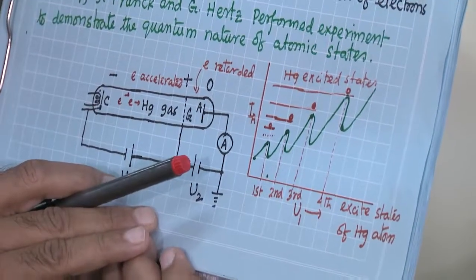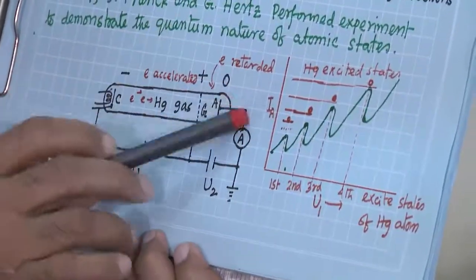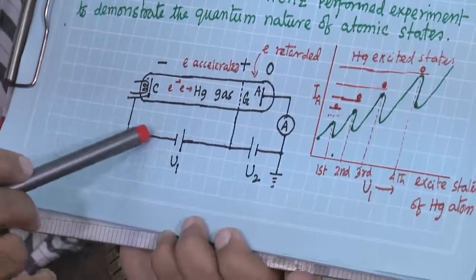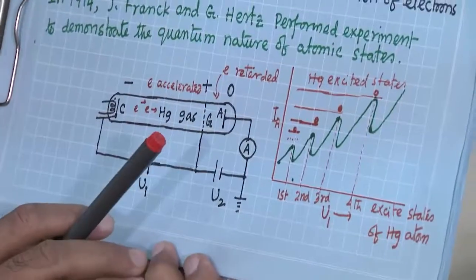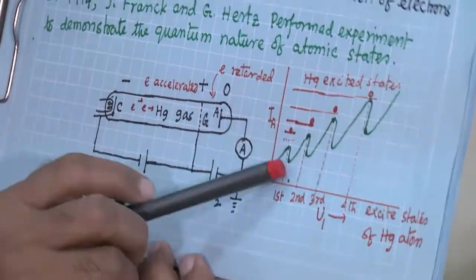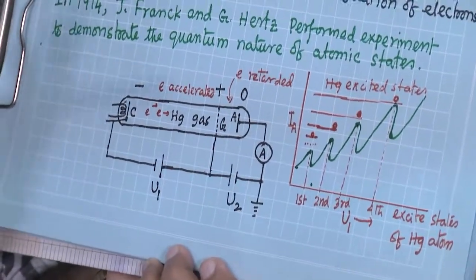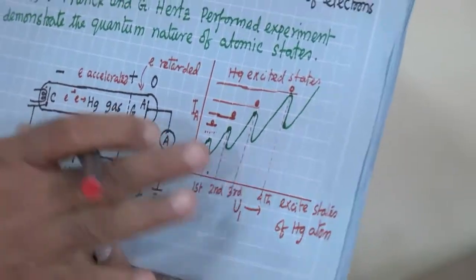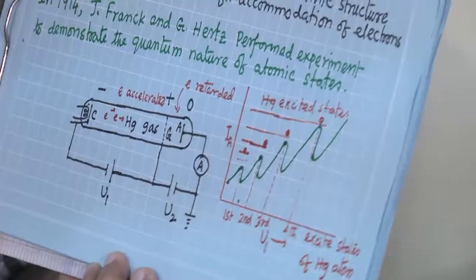Okay. So this type of pattern of the anode current as a function of accelerating voltage was observed. Okay, this kind of pattern was seen, and this pattern is clearly demonstrating the discreteness of the energy levels of atoms. Now this experiment I will demonstrate in our laboratory.